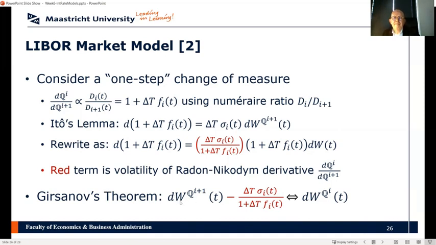The stochastic process that was a Brownian motion under measure Q^{i+1}, minus this red drift term, will become a pure Brownian motion without drift term under the new measure Q^i. So this one-step change of measure, using the forward LIBOR rate as a nice function of the numeraire ratio, I can then use the volatility of this 1 plus delta t F process, and that gives me the drift adjustment term of the Brownian motion if I go from Brownian motion under Q^i to Brownian motion under Q^{i+1}.